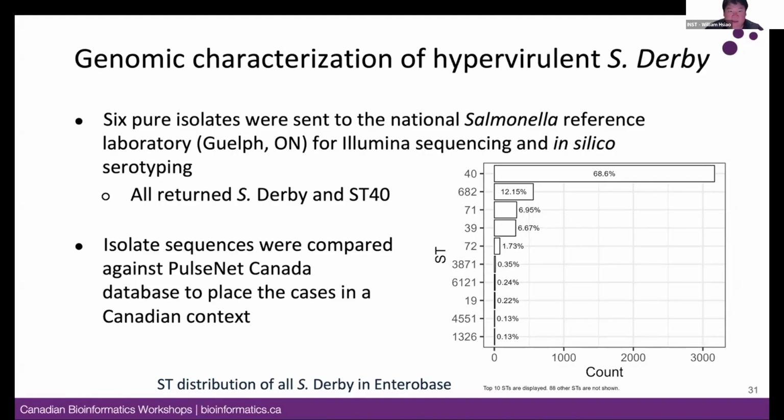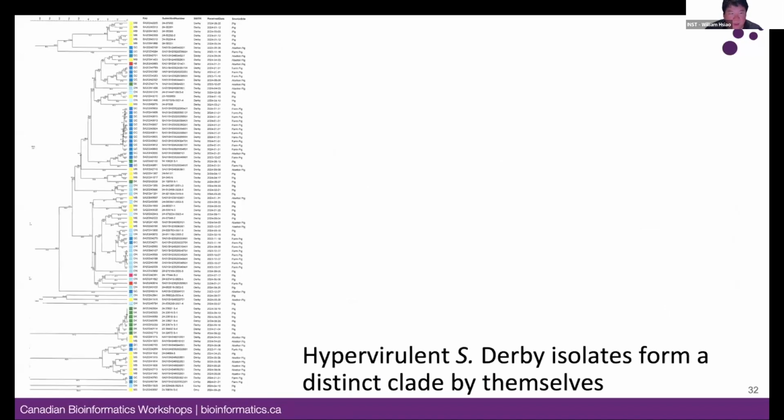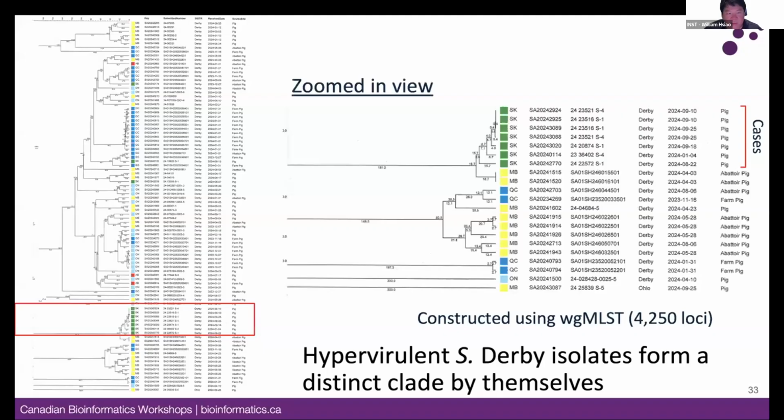Where are they different from other isolates that have been studied or isolated before? Okay, so this is a tree. Again, you'll learn about tree constructions and so on in the next session. But indeed, what they found is that the hypervirulent S. derby isolates were clustering together and form a distinct clade by themselves, as shown over here, and also zoom in.